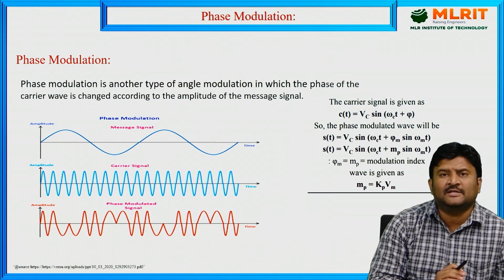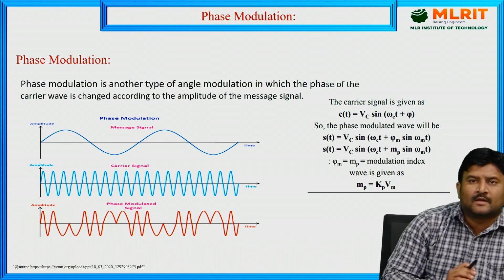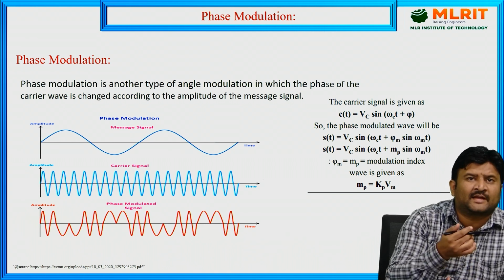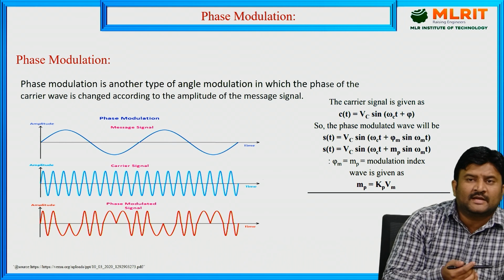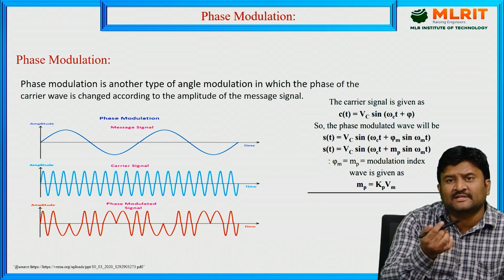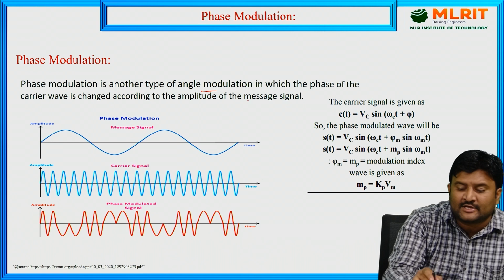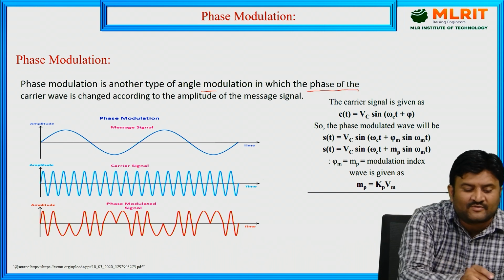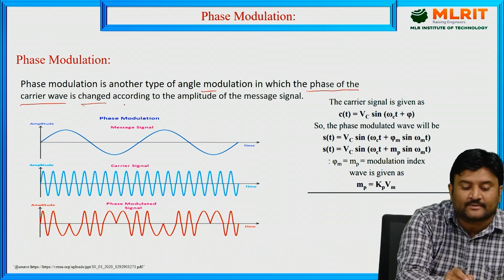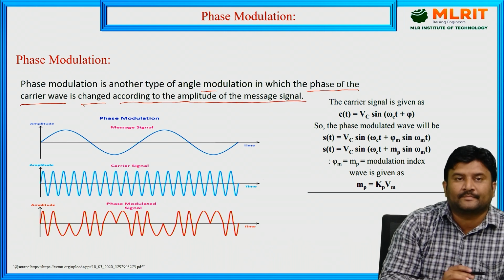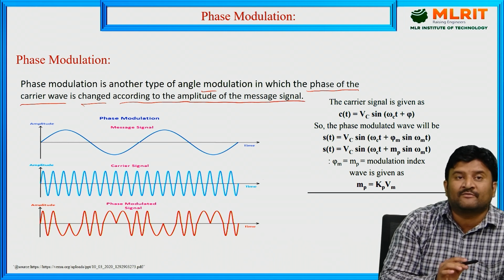Then go for phase modulation. What is phase modulation? Observe here, the same definition: the phase of the carrier, whereas in the case of frequency modulation, the frequency of the carrier signal. Phase modulation is another type of angle modulation in which the phase of the carrier wave is changed according to the amplitude of the message signal.